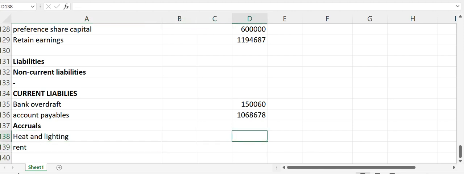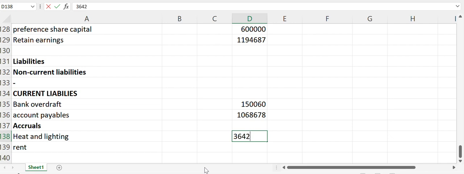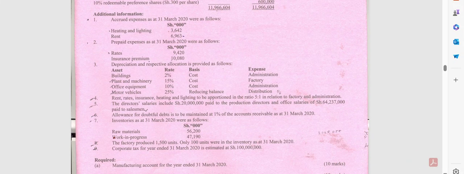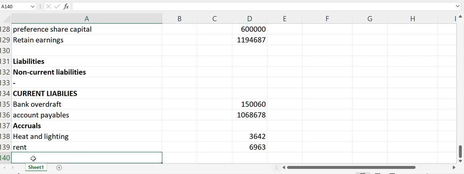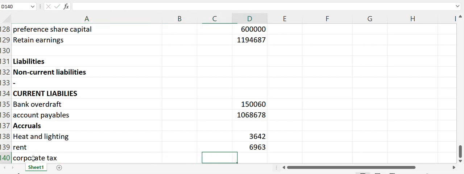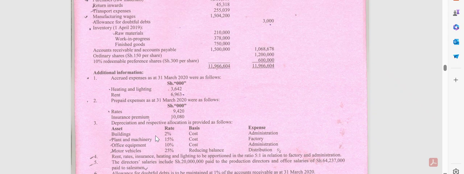So the first accrual there, heat and lighting, 3642. Then the other one is 6963. Then we also had corporate tax that was provided. Corporate tax was provided, it has not been paid, so it's a liability. And it was for 100,000. Let us check. Yes, 100,000. So anything else we've not recorded?